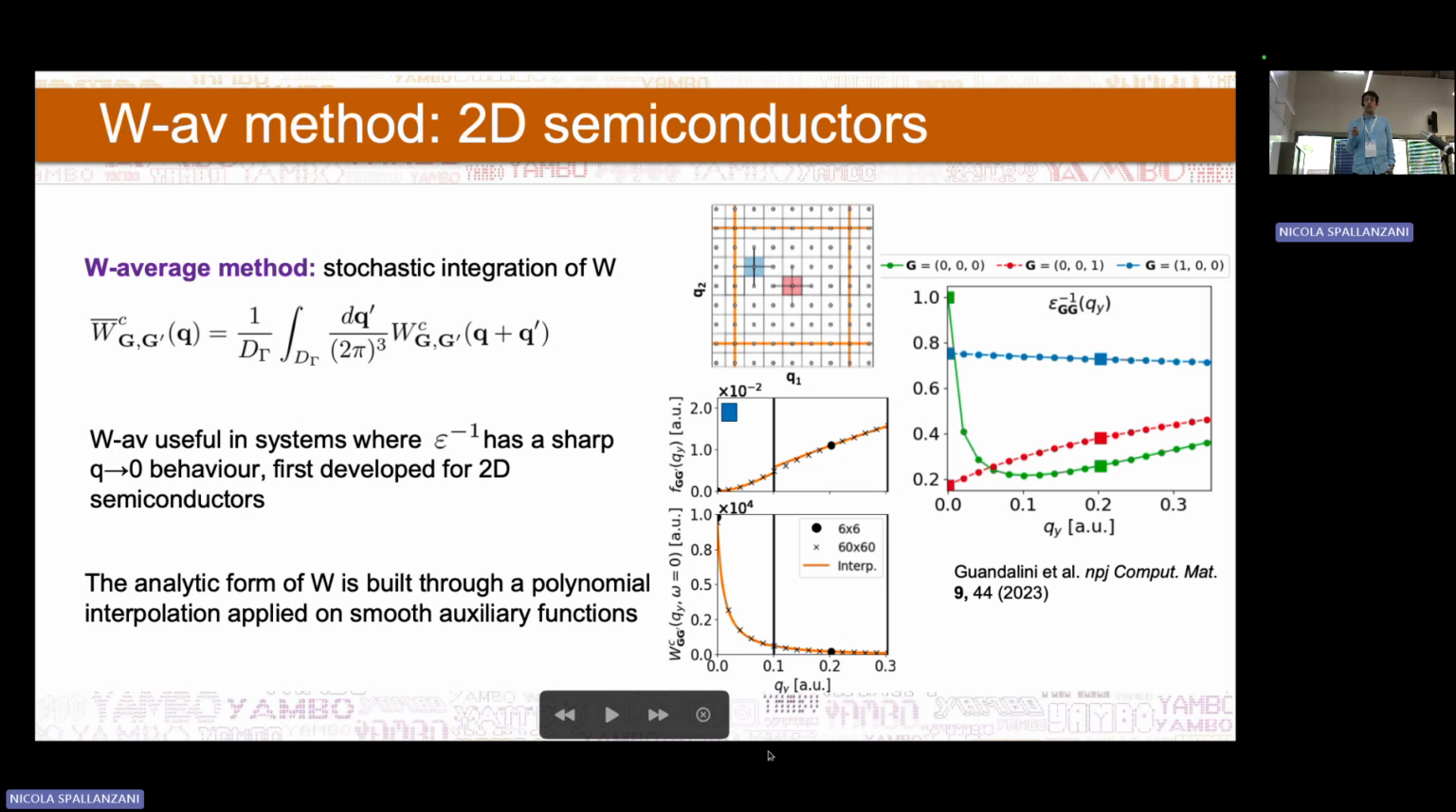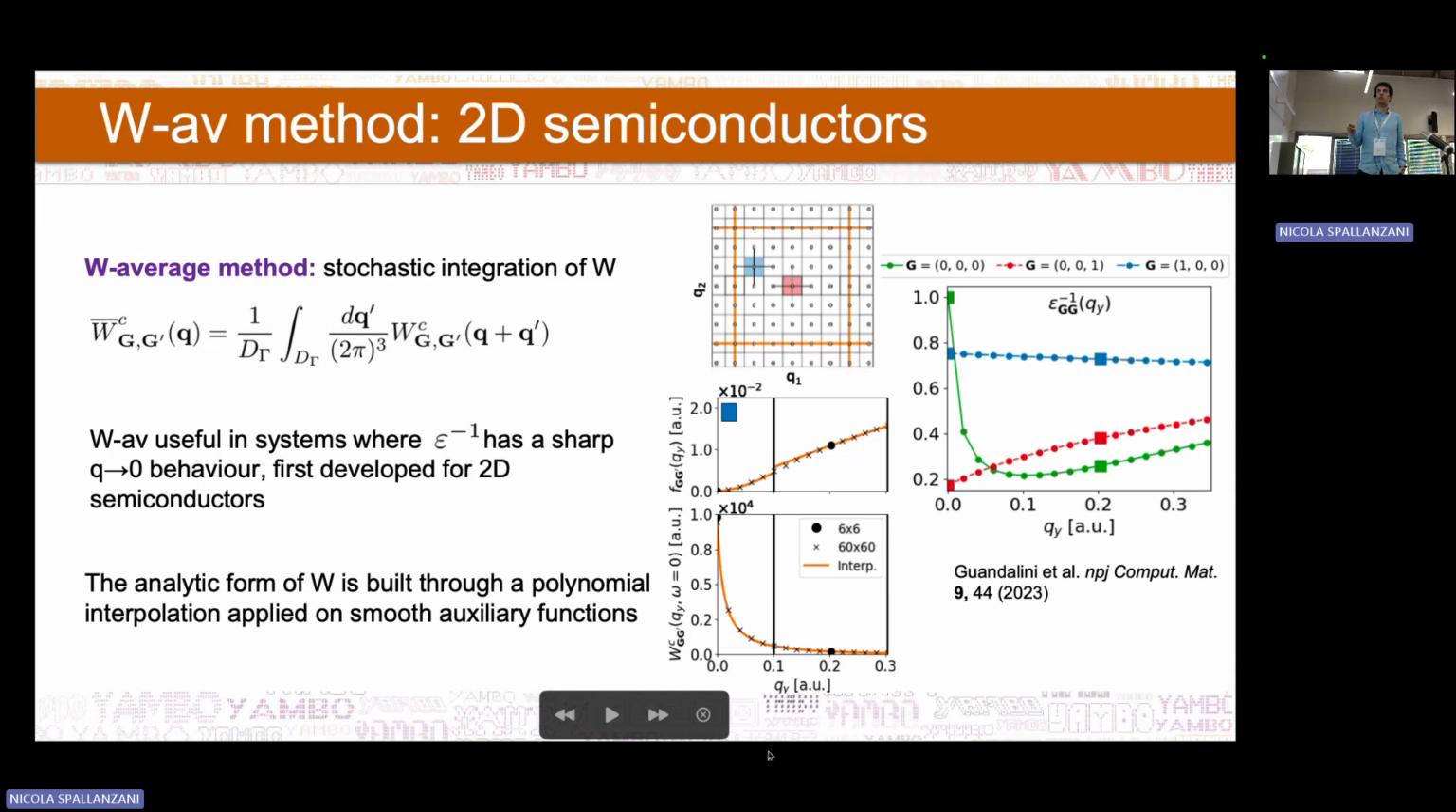The problem is that when you do your simulation, you know the expression of the screened Coulomb potential only at the points of your simulation, not in the whole Brillouin zone. Instead, for the bare Coulomb potential, you know the analytic form, like 1 over modulus Q plus G. So how can you reconstruct the analytic form of W for the random integration method? This is done using interpolation techniques.